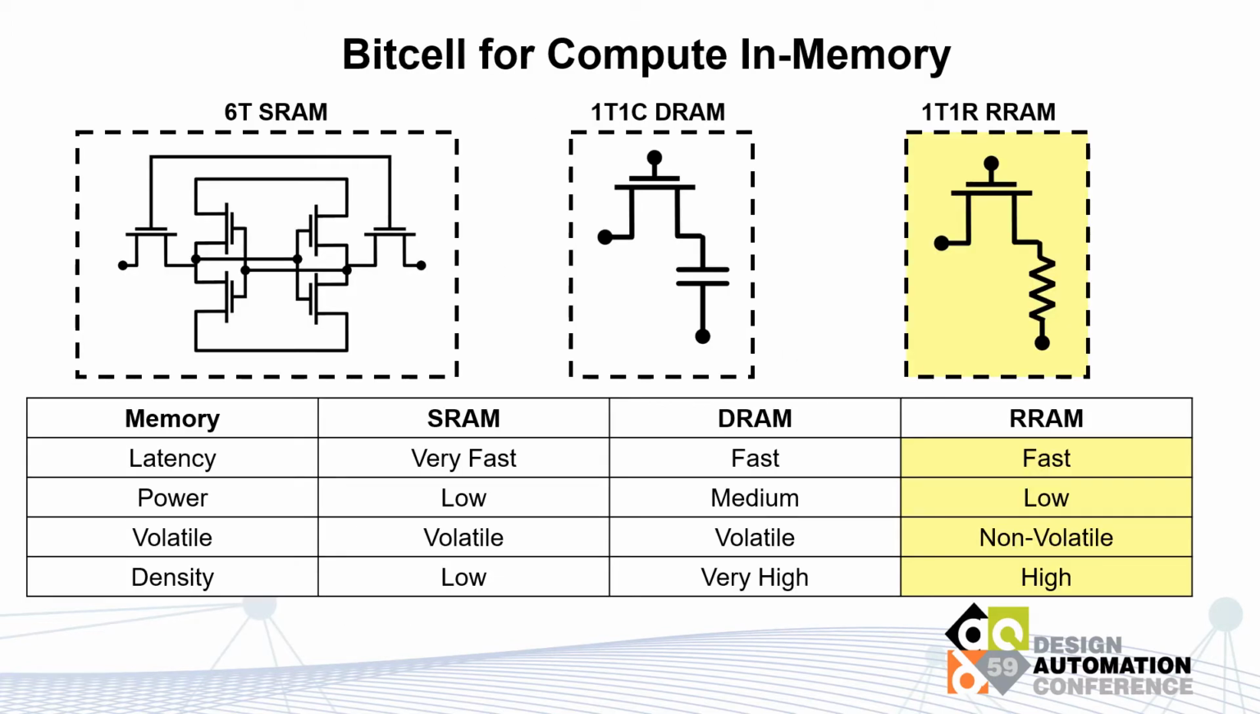Compute memory has been applied to several memory technologies: SRAM, DRAM, and emerging non-volatile memories, just to name a few. For this work, we'll apply our techniques to RRAM for a couple of reasons. First, we have fabricated several recent test chips using RRAM, and so we have access to a lot of high quality and accurate data. And second, RRAM is an exciting new memory with high density and non-volatile storage.